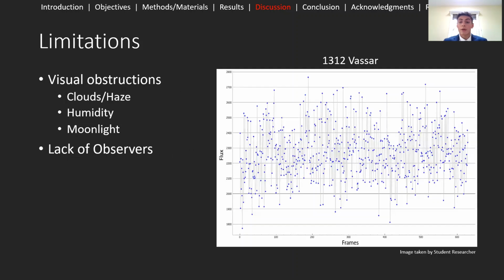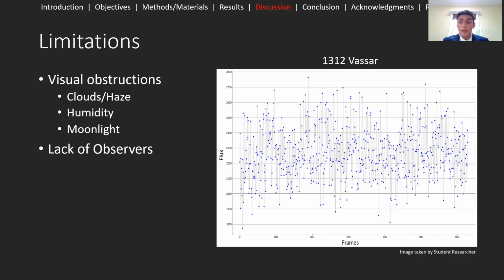Some limitations that I mentioned before in my study were visual obstructions. These visual obstructions included clouds, haze, humidity, and moonlight, all of which were present in the asteroidal occultation of 1312 Vassar, seen here on the right of the slide. Now, due to all of these obstructions being present, I was unable to mark disappearance and reappearance regions and unable to conduct a normalization of the data as there was just too much noise. So, due to this, I had to record a null event or a miss.